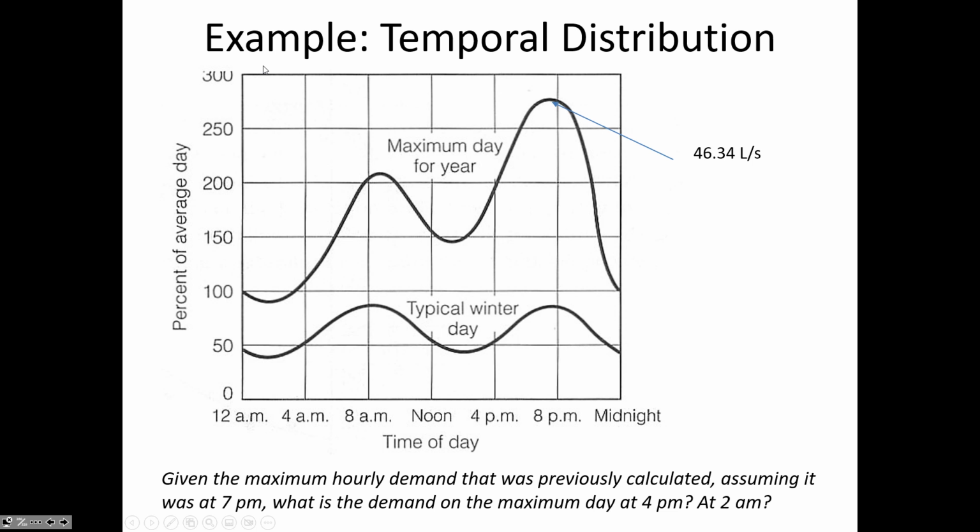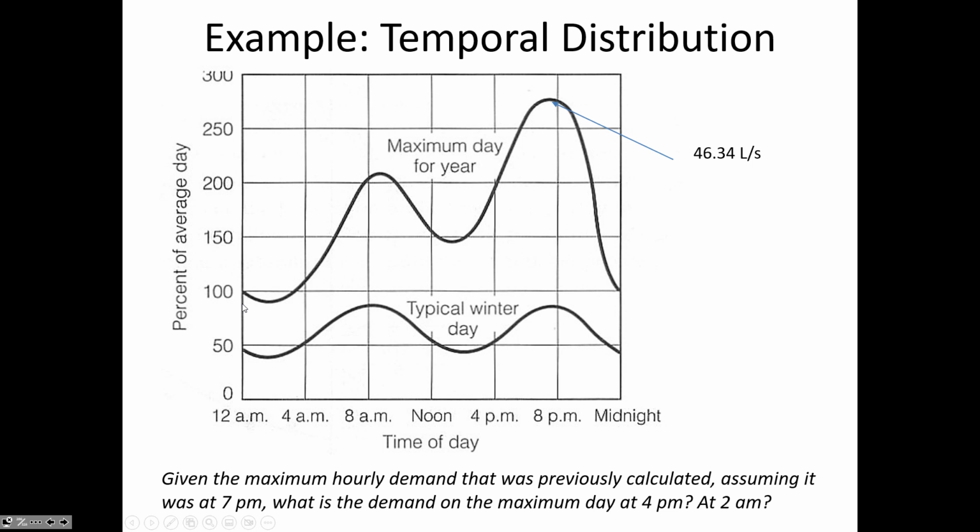liters per second. And then the flow rate at 2 a.m., we can do the same. So 2 a.m. is in the middle of the night, so 50, 60, 70, 80, that's maybe 90%. So Q at 2 a.m. would be 46.34 liters per second, and then we have 90% divided by 275%.